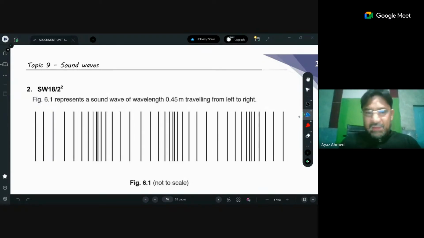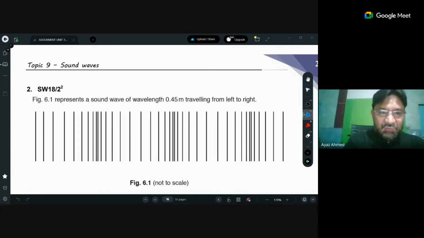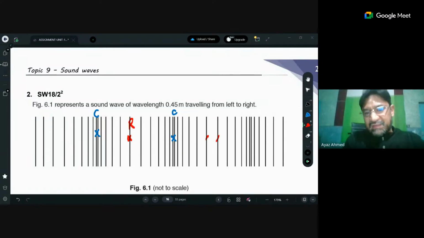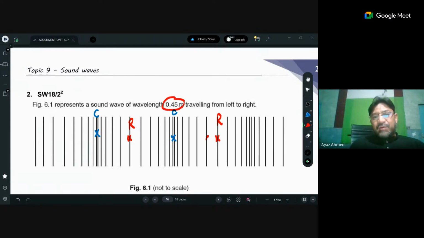This was the point where we have to make a cross for question number one, and we have to write a C here. Again, we have to write a cross and we have to write a C here. And in the other part, it is said to draw a cross and mark a rarefaction. So this is the rarefaction center, and this is basically the center of your rarefaction. The important thing here is that the wavelength is 0.45.